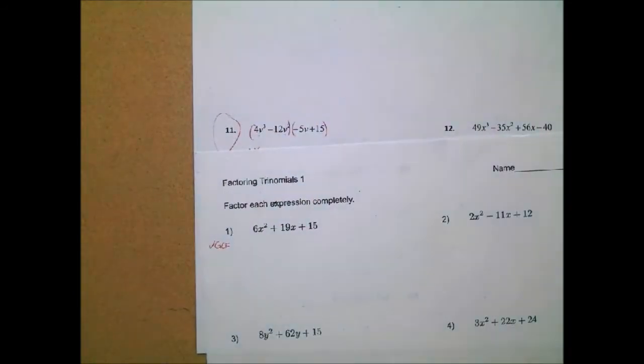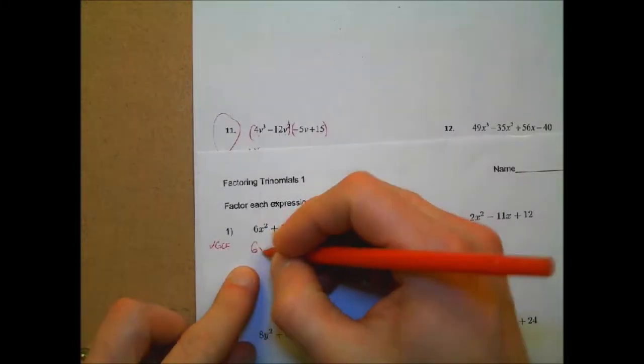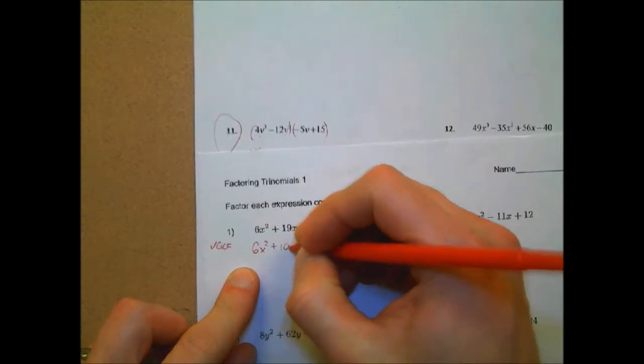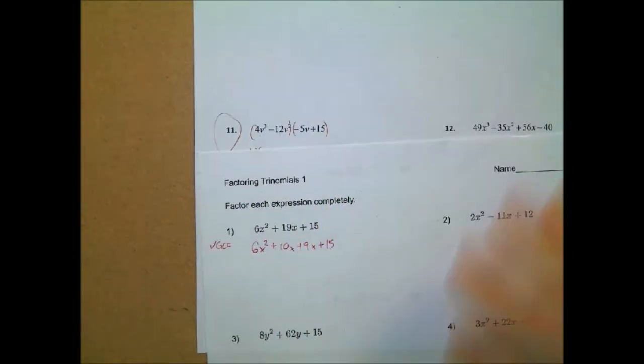Do you have it? Well, go ahead. I have it. Okay, what do you think we should do? You can make it 6x squared plus 10x plus 9x. Okay. So, can you do that? Yeah, okay. So, 10x plus 9x, plus 15. Okay. So let's look at what Liv said to do here.